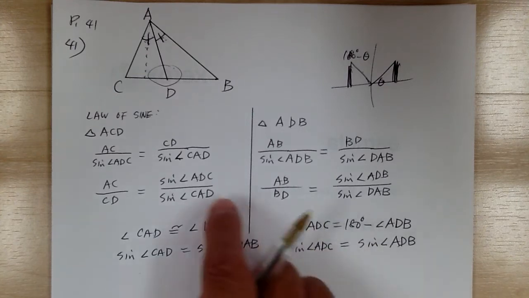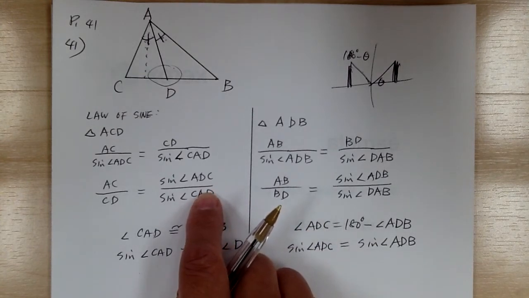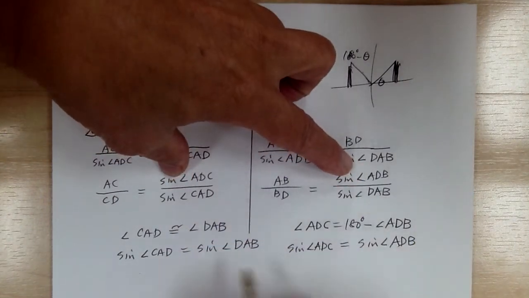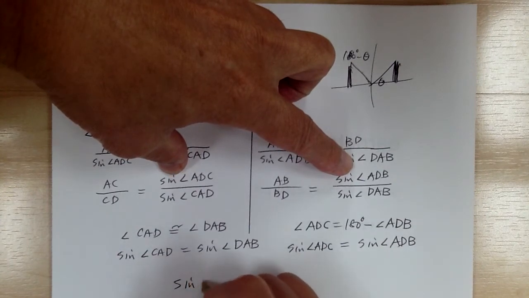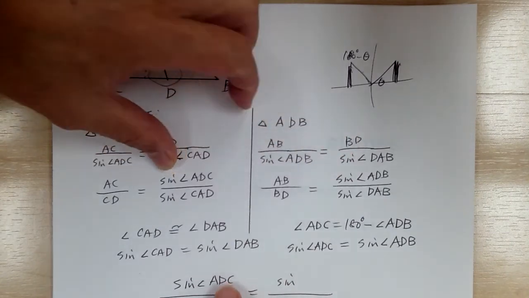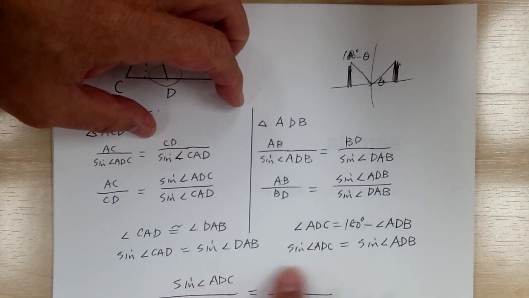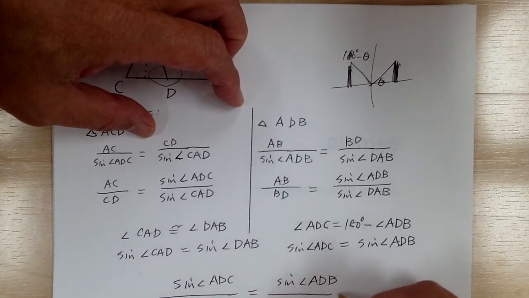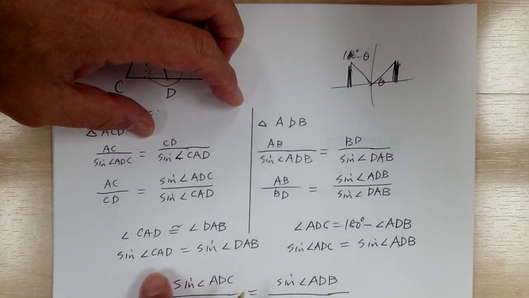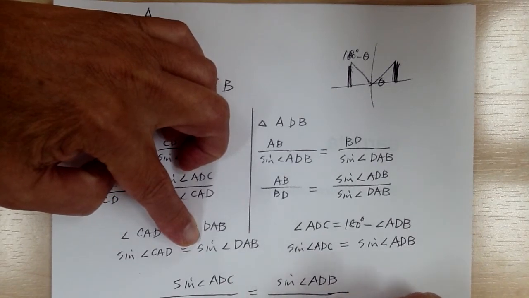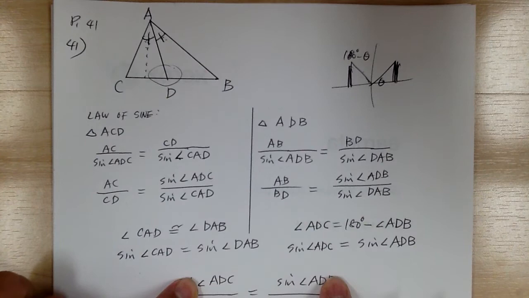Okay, so now we can substitute all this into here. So if you combine this together, you got sine of angle ADC over sine of angle CAD. This will equal, if you look at sine of ADC, it is right over here, so equal to sine of angle ADB, right? And sine of CAD is equal to sine of angle DAB. Again, this is equal to that, this is equal to that.